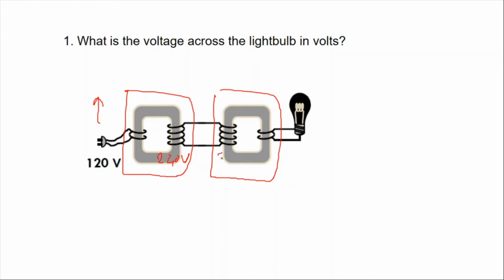These two are parallel to each other. This is also 240 volts, and the number of turns here is 2 times bigger than the number of turns here. That's why the voltage is decreased. Again, it's going to be decreased to 120 volts.